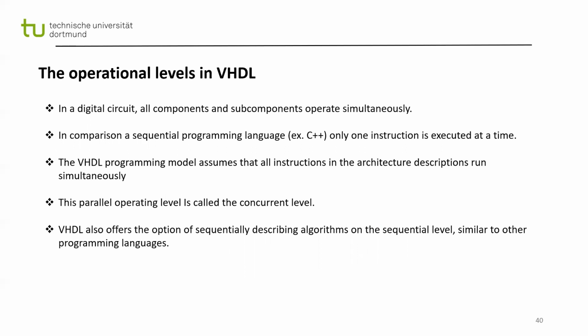Therefore, a sequential programming language is not suitable for the description of circuits and systems with temporary parallel processes and events. The VHDL programming model assumes that all instructions in the architecture descriptions run simultaneously. This parallel operating level is called the concurrent level. In addition to this parallel operating level, VHDL also offers the option of sequentially describing algorithms on the sequential level, similar to other programming languages.